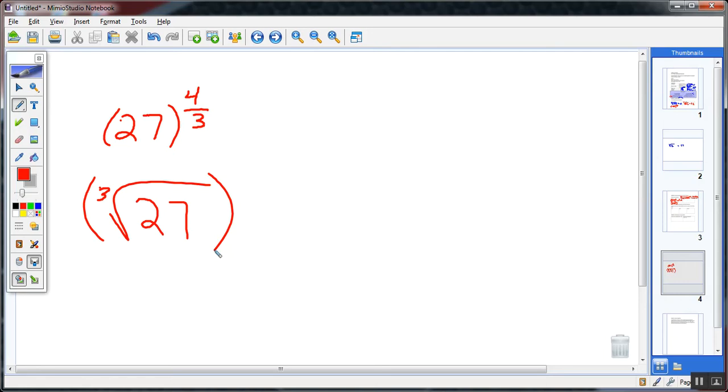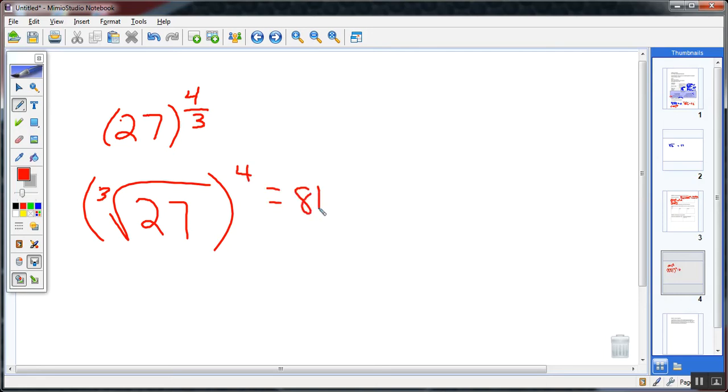3 times 3, there's 2 of them, that's what? The other 3 times 3 is another what? Isn't that 3 to the 4th? What's 9 times 9? 81. 3 to the 4th would be 81. So 27 to the 4/3 power is going to be what? 81, you bet. So this to the 4th power would make your 81.